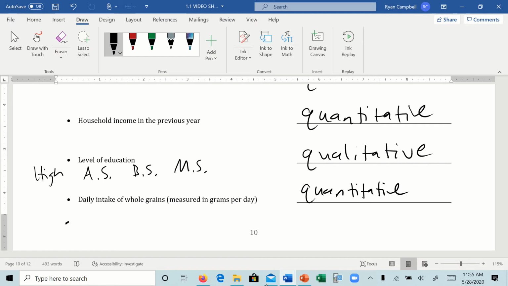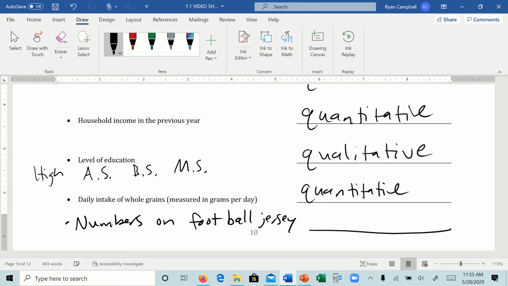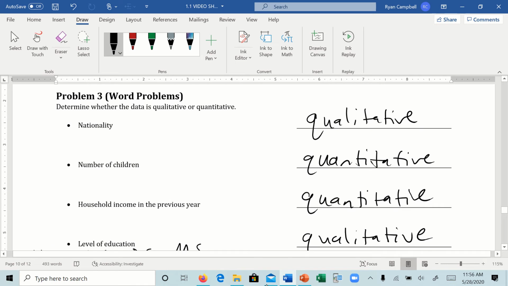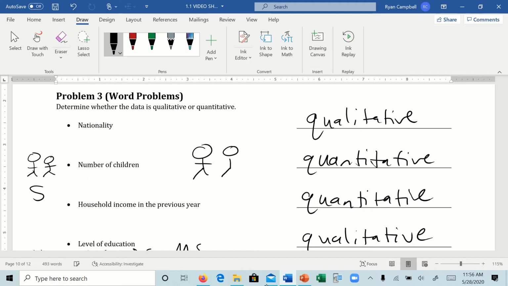Next, let's talk about numbers on football jerseys. So let's think about this. Would this be qualitative or quantitative? They are numbers, so we might think it's quantitative. Let's think about this. Do these numbers make sense to actually add and subtract? For instance, with the number of children, would it make sense to add them together? Yeah. If one family had 5 children and another family had 2 children, if you added those two together, there'd be 7 children.